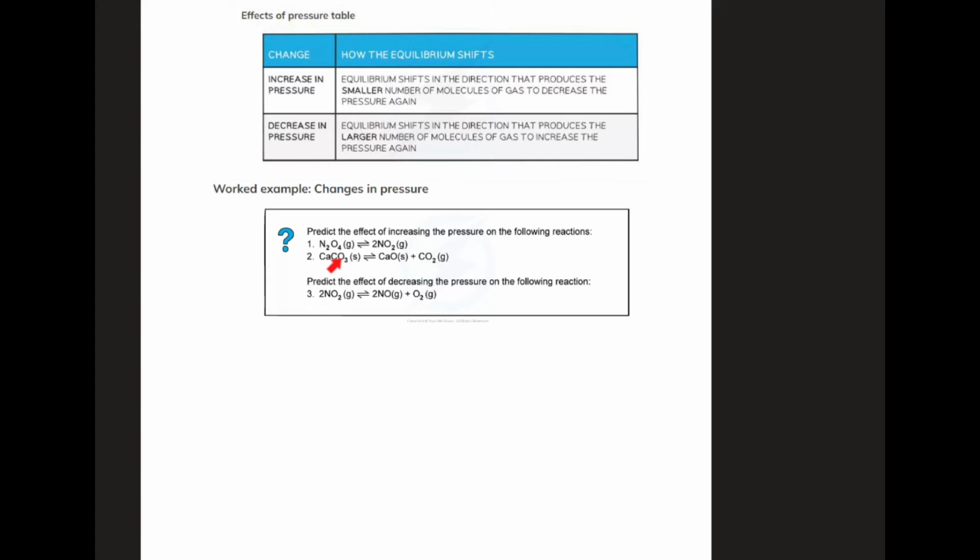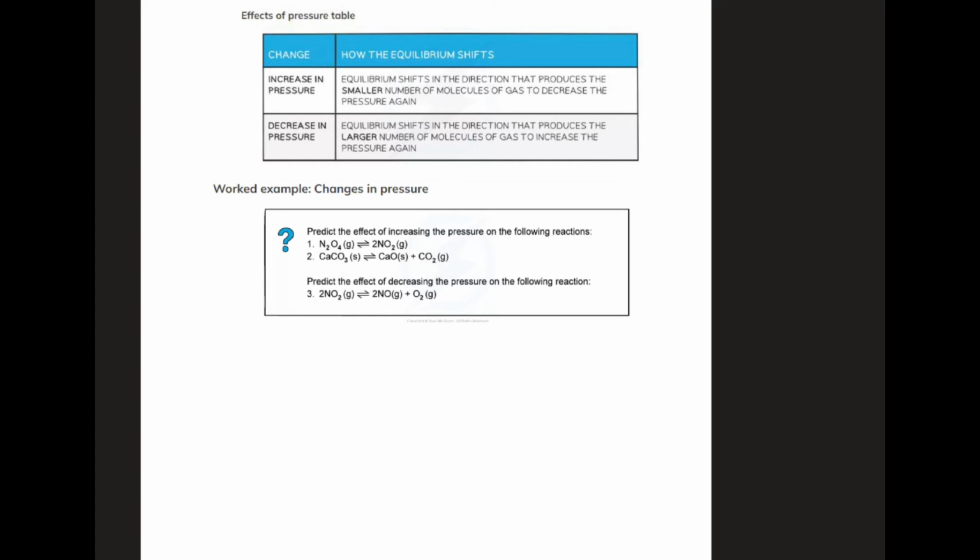Left or right? The left again? Yes, it shifts to the left. So like what we said, we don't care about the solid, we just care about the gas. So 1 mole of gas here, 0 mole of gas on the left. So from right to left.